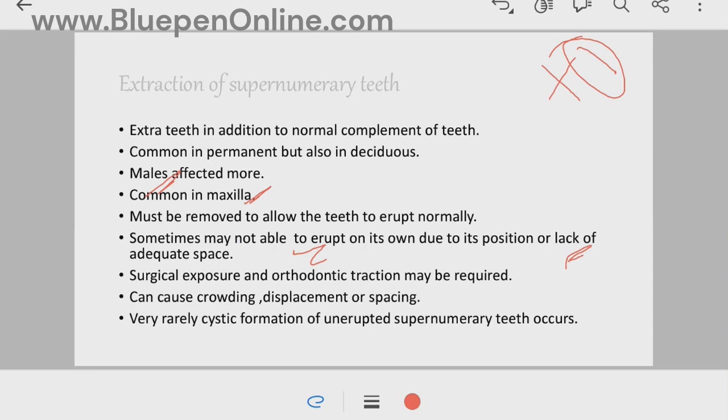Surgical exposure or orthodontic traction may be required in many cases. This can cause crowding, displacement, and spacing. And very rarely, cystic formation is also seen with what? With the unerupted supernumerary teeth.